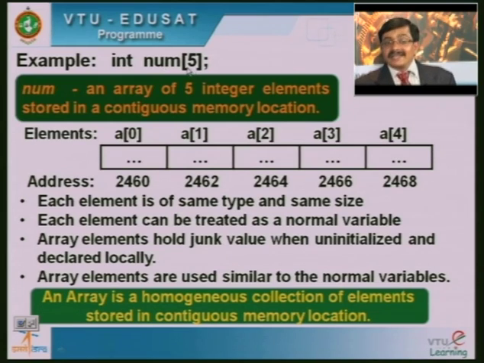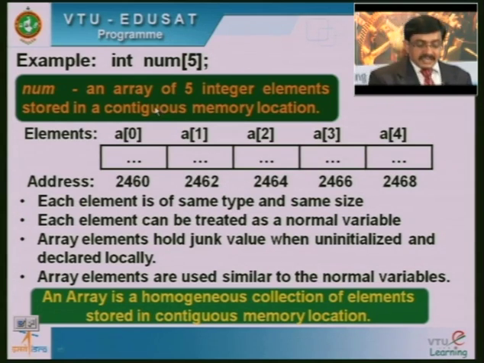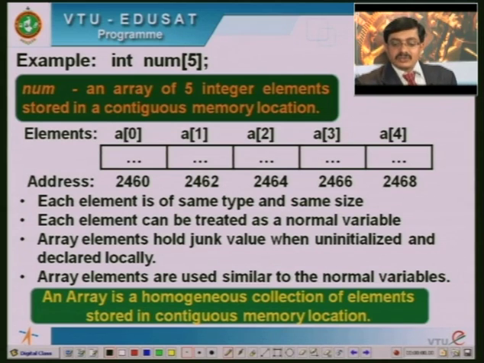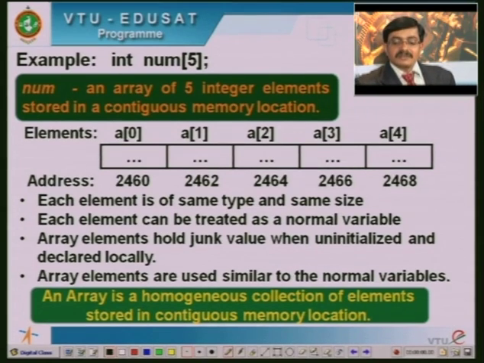Fine. So how can I read this particular declaration? num is an array of 5 integer elements stored in contiguous memory locations. What exactly is the meaning of contiguous memory location? They are stored in a continuous memory location. It is not like a normal variable declaration. Say if I am declaring int x, y and z, the 3 variables, x can be stored anywhere, y can be stored somewhere else, and z can also be stored somewhere else. They are not arranged sequentially.